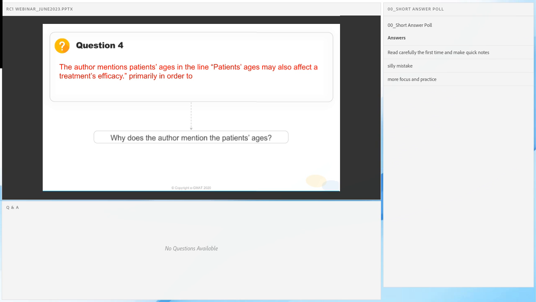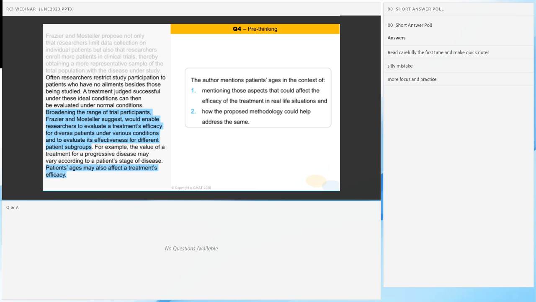Don't call anything a silly mistake, please, because when you call things silly mistakes, you're giving them less importance than you should. If you give them less importance than you should, then you don't improve. The author mentions patient ages in the line: patient ages may also affect a treatment's efficacy. What's the reason why the author mentions that? It's the example over there. The reason is to make a point about enrolling a wide variety of patients. That's just to say this is an example where enrolling a wide variety of patients would be beneficial.